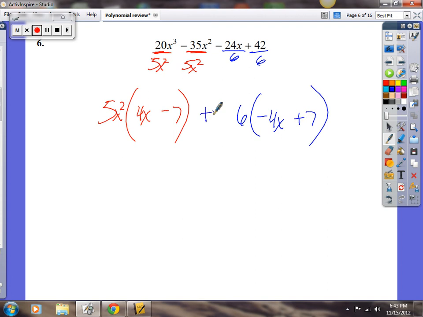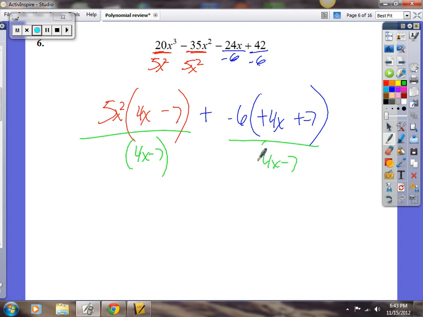And if you look, your signs don't quite match up, because that's 4x, but this is a negative 4x. That's a minus 7, that's a positive 7. So we should have divided each by a negative 6. So if you divide by a negative 6 instead, now negative divided by negative, that's positive. You just change the signs. So now what's common in both groups is going to be the quantity 4x minus 7.